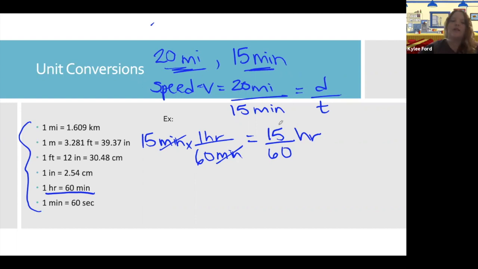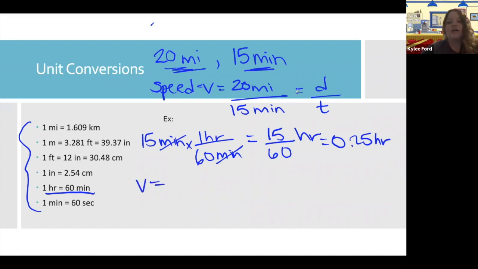Okay, now I will divide that. 15 divided by 60. It's going to be 0.25 hours, which makes sense because 15 minutes is a quarter of an hour, right? Okay, so now we have our time in hours. Now we can figure out our speed. How fast do we need to go?